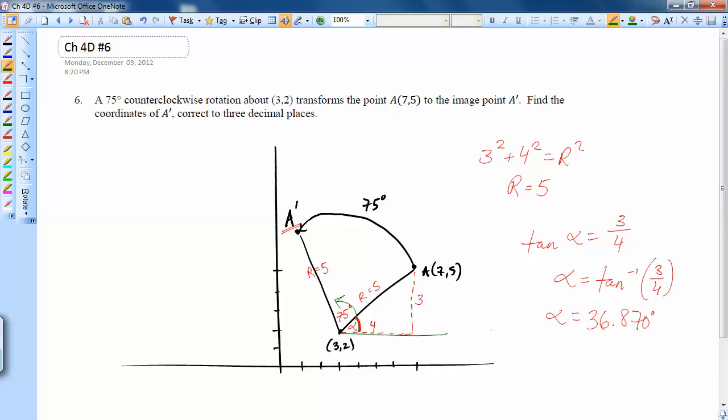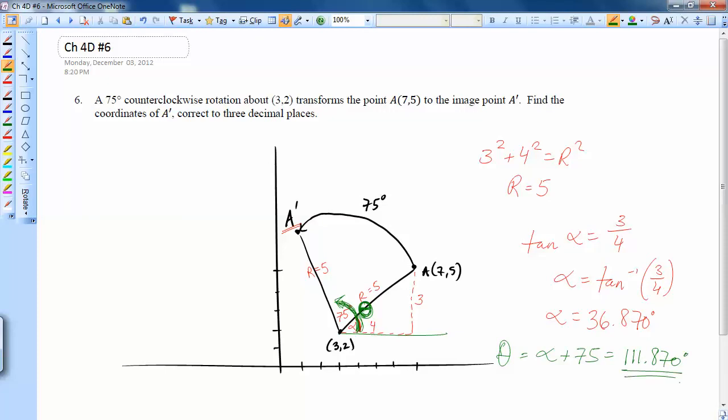75. So I'm going to call this whole angle that I'm highlighting in green theta. So theta equals alpha plus 75. And, you know, that's going to be about 111.870, but you can store a more accurate version of that in your calculator.